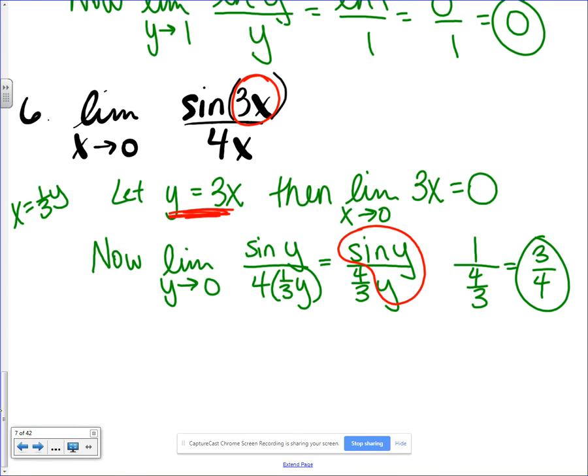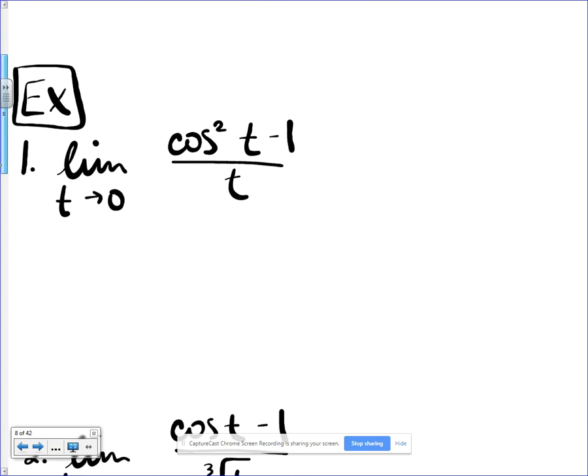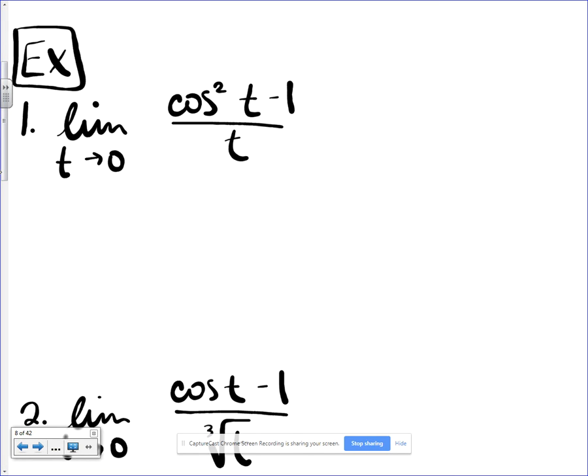How we doing? Okay. Let's try some more. Go ahead and write that one down. Do you all agree that I can't just put a 0 in? Fair enough?